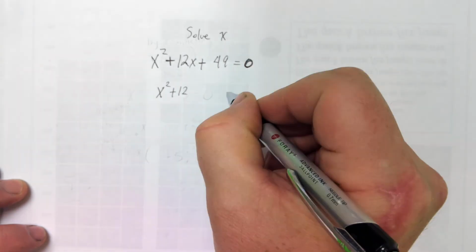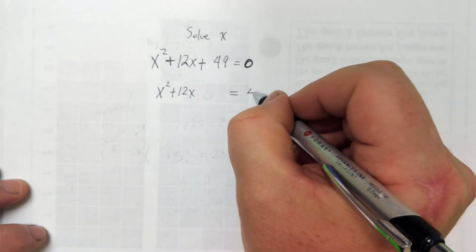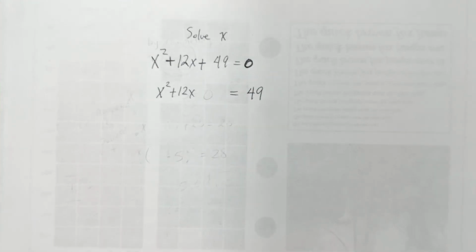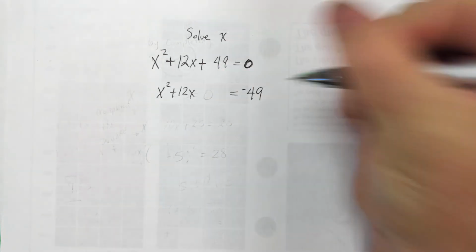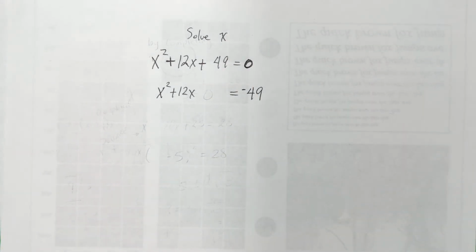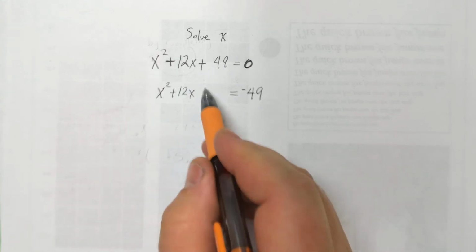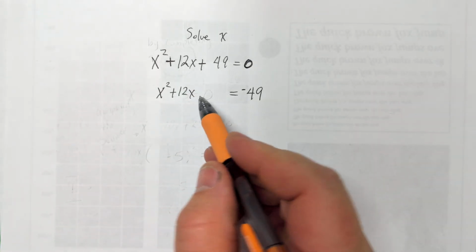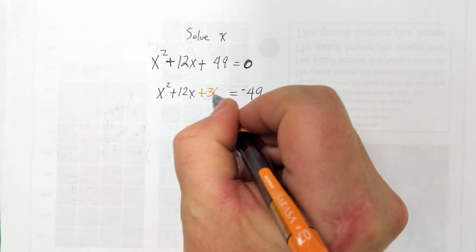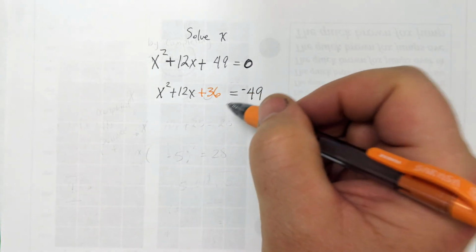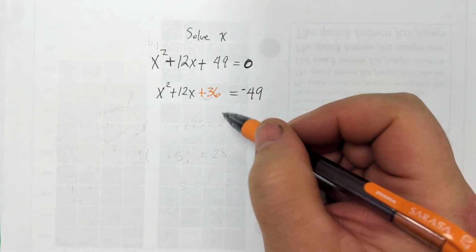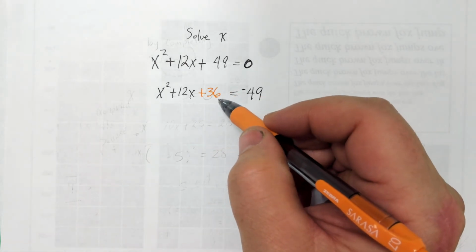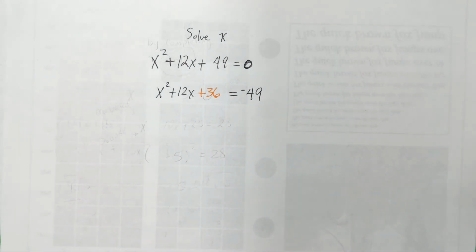Watch how I do this. It's 36, right? Do you see what I did? Watch, I'm going to show you. I know I'm doing it a little different. I messed it up, there we go. Do you see what I did now? What number has to go here? 36, right? That would make it a perfect square, because half of 12 is 6, and 6 squared is 36.